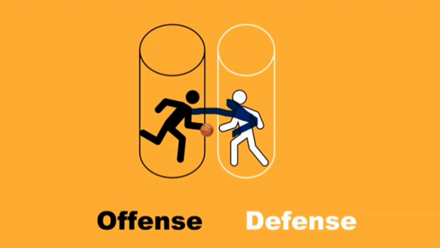If the defense has fouled, then the offense team will get a free throw, and if the offensive team has fouled, then the defense team will get a free throw. If the offense team fouls, the defense gets a free throw.